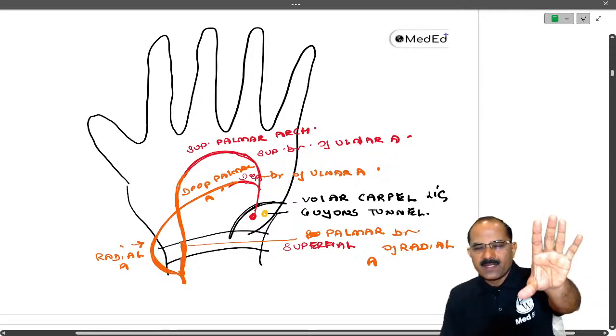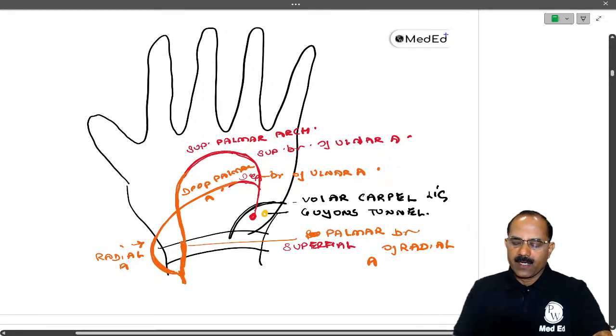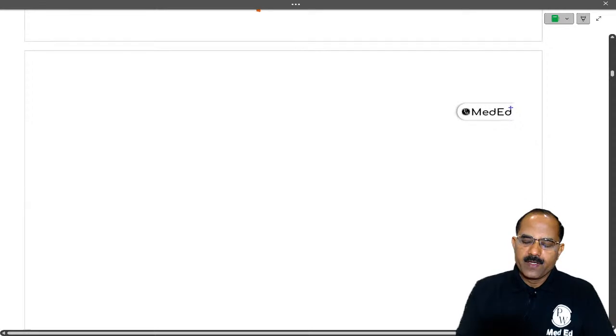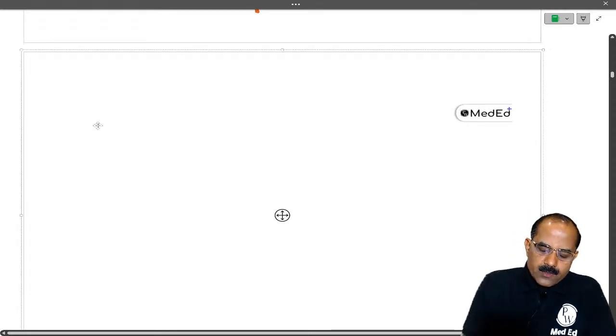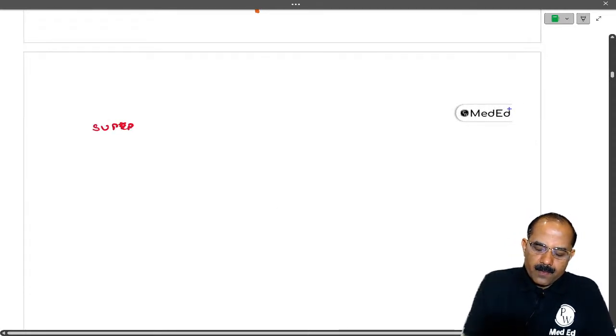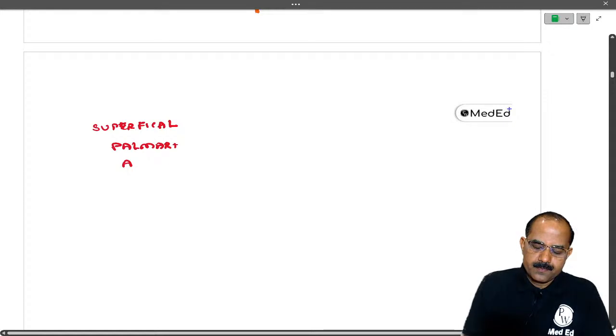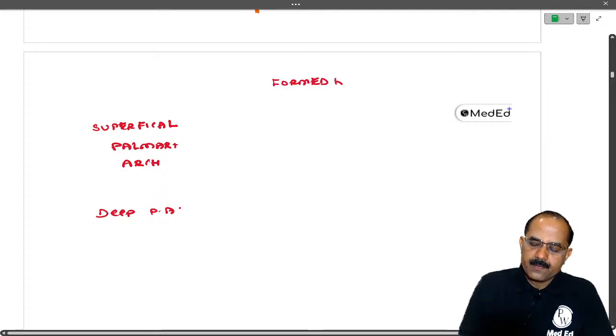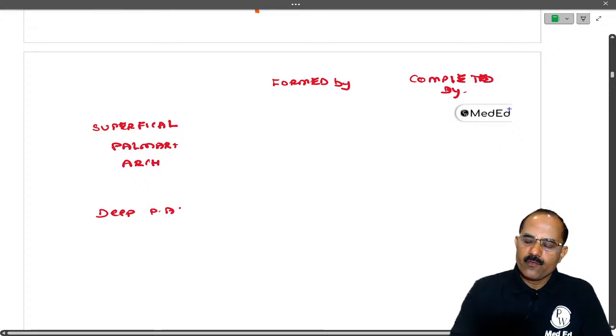मैं ना एक easy way देता हूँ. I'll give you one very easy way. एक मिनट. I'll just write this down for you. This is very important. Superficial palmar arch. ऐसे याद रखना इसको. Superficial palmar arch, and this is the deep palmar arch. Formed by and completed by.